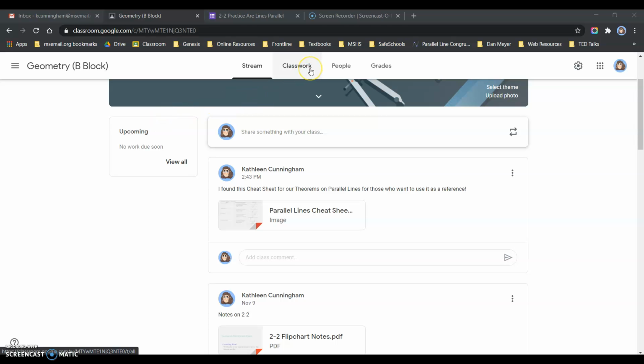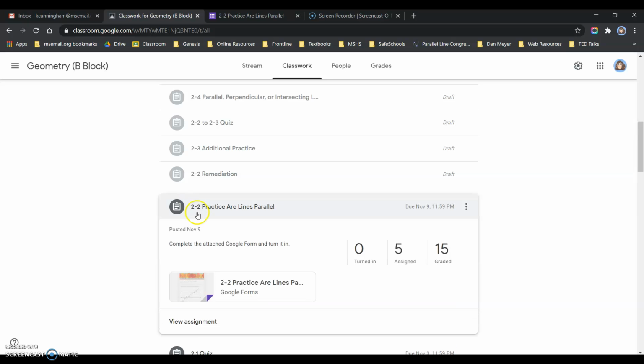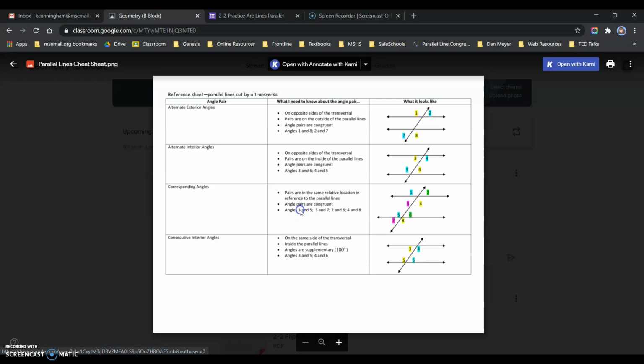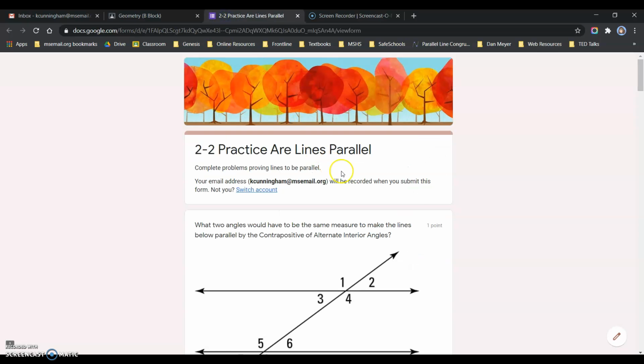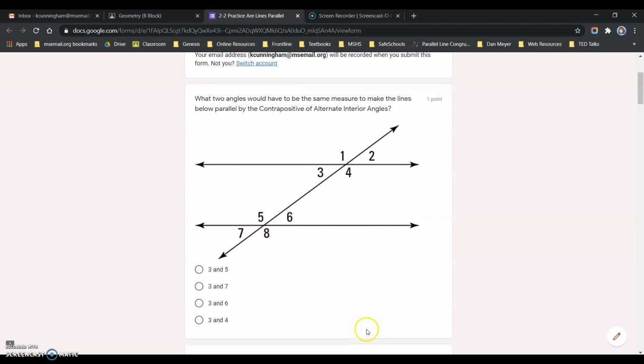Alright, so I'm gonna show you how to do some of the problems from our practice on proving lines parallel. So this is us moving backwards from what we were doing previously. One thing that's gonna come in handy is this cheat sheet I just posted. You're gonna use this to look at what types of angles you see. So I'll do a couple of these problems to let you see what's happening.